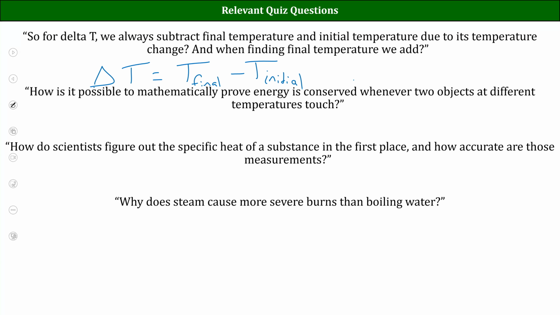Is it possible to mathematically prove energy is conserved whenever two objects at different temperatures touch? I mean, technically, no. We don't prove things in the sciences. We actually prove things wrong. We falsify things. All we can say is we don't 100% know that this is true, that energy is conserved.